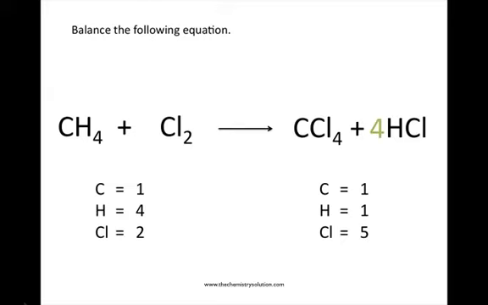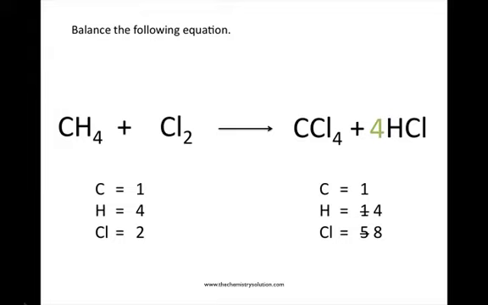Now if we count up the number of each type of atom we have on both sides, you'll see that we still have 1 carbon atom on both the reactant side and the product side, but now we have 4 hydrogen atoms on the reactant side and 4 hydrogen atoms on the product side.